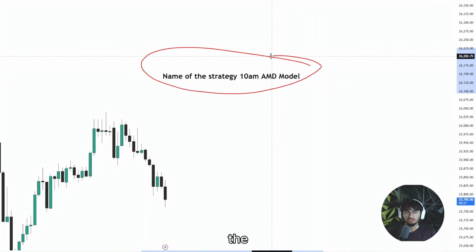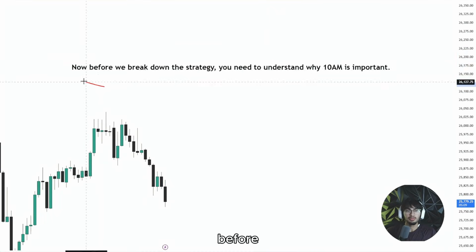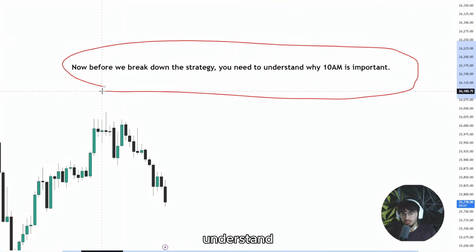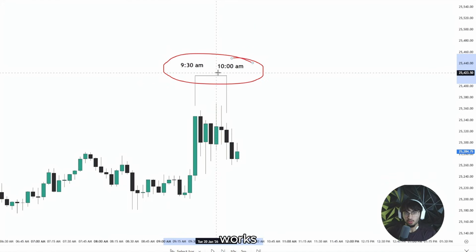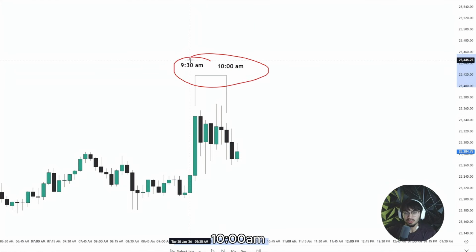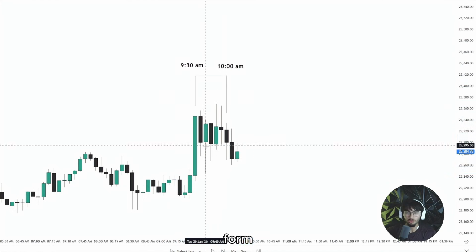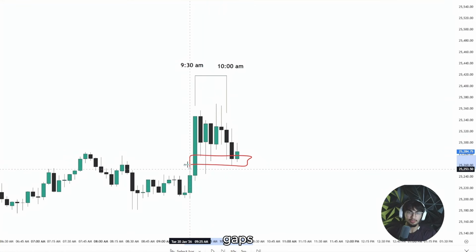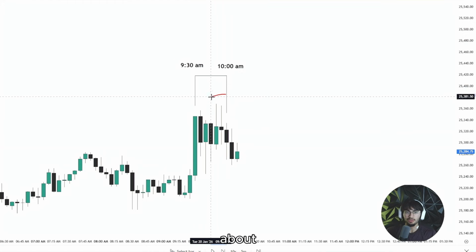The name of the strategy is the 10 a.m. AMD model. But before we break down the strategy, you need to understand why 10 a.m. is actually important. The reason the 10 a.m. AMD model works is because between 9:30 and 10 a.m. we build a range, we form a lot of liquidity resting below in this range, we form fair value gaps, and the 10 a.m. 4-hour candle is about to open and the 6 a.m. 4-hour candle is about to close.